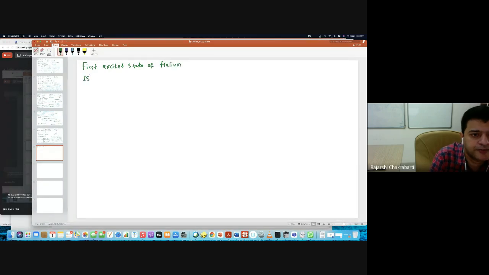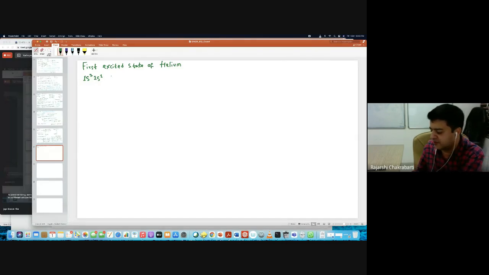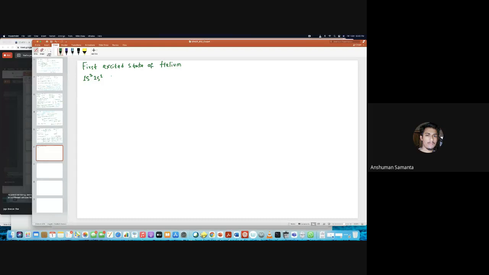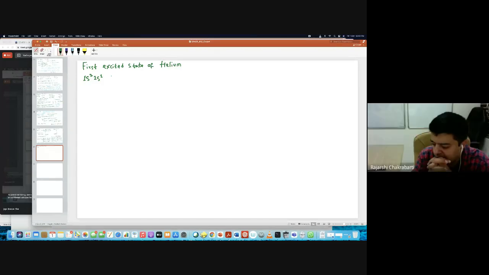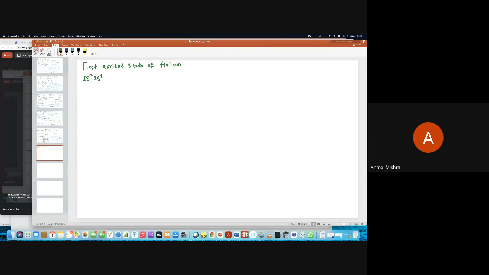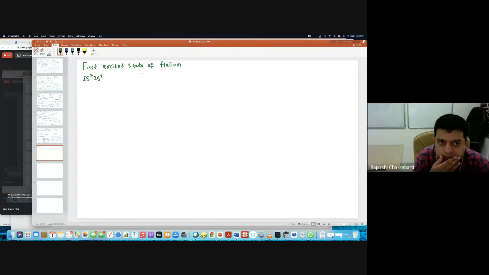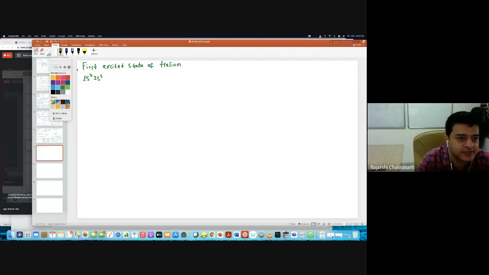What is the configuration? And can anyone tell me what will be the wave function for this state? Any suggestion how to start, how to proceed? Sir, I guess the configuration will be 1s1. Yeah, it is not going to be easy, I can tell you. Any suggestion? The configuration should be 1s1, 2s1. Sorry, yeah, 1s1, 2s1. You're right. But what will be the wave function?